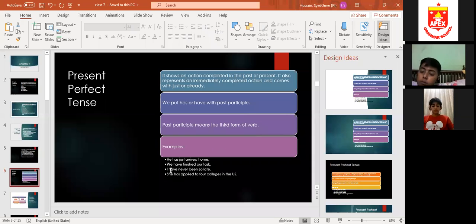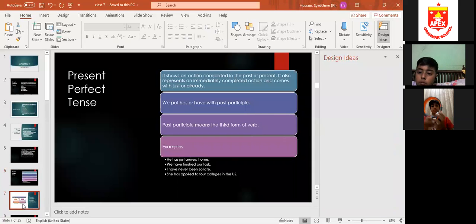Examples: he is singular, so we are going to put has. He has just arrived home. We have finished our task. I have never been so late. She has applied to 4 colleges in the US. Now students, he is singular, has; we plural, have; I plural, have; she singular, has. And third form: arrived, finished, been, applied.